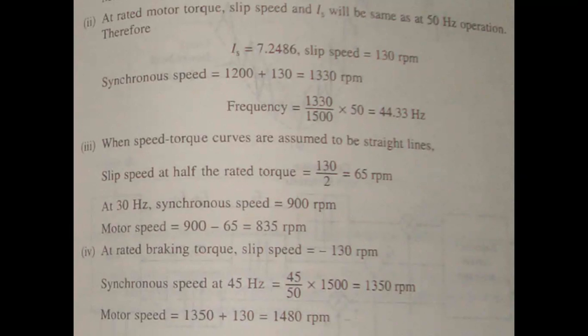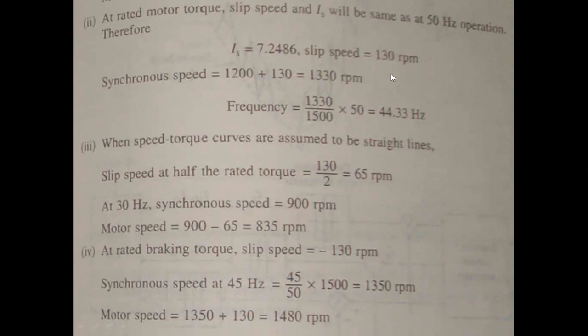Okay, so at given rated motor torque, the slip speed and IS will be same as in the 50 Hz operation. So slip speed is nothing but 130 RPM and IS is 7.2486, the same values as at the 50 Hz operation. Now for the synchronous speed, for 1200 we have to add 130 because at rated torque we have to calculate. So 1200 plus 130, you will get 1330.